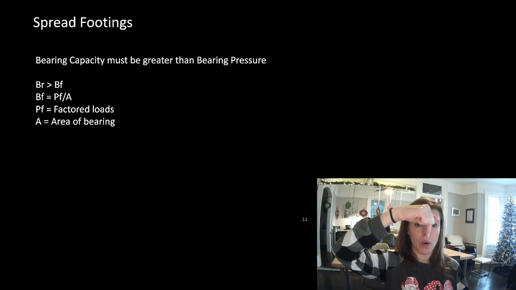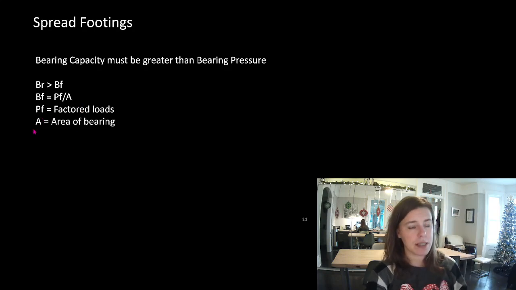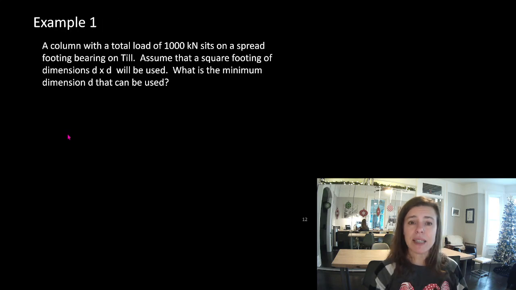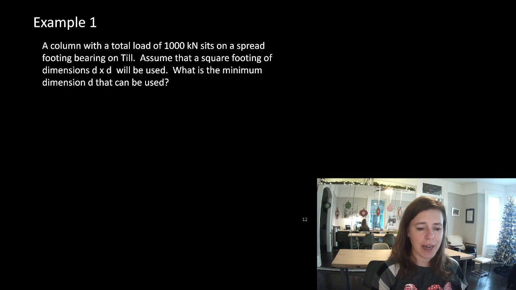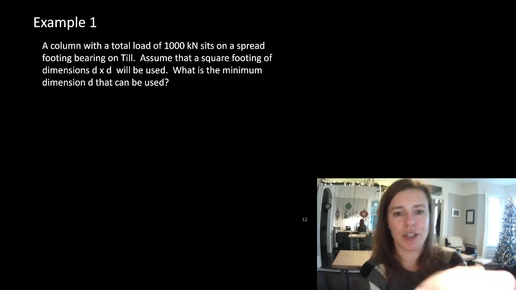So our load over an area is our BF. We know PF is our factored load that's acting downwards, and A is the area of our bearing. So instead of just a stress symbol there, we're calling it our factored bearing pressure. So let's do, these are the only calculations that we're going to do today. And again, they make great exam questions because they're a quick one that allows us to do a testable question. Because there is a mandate that I have to give you math questions.